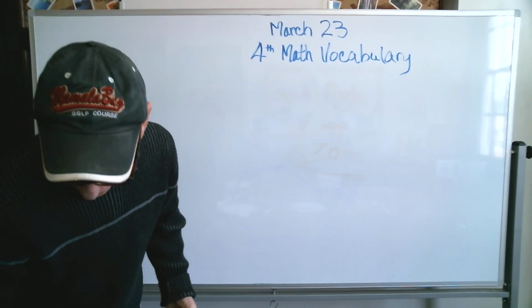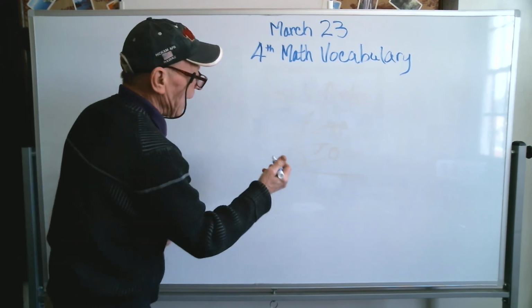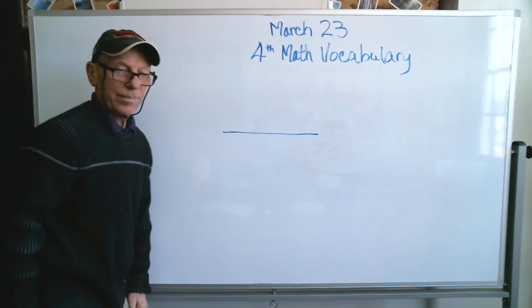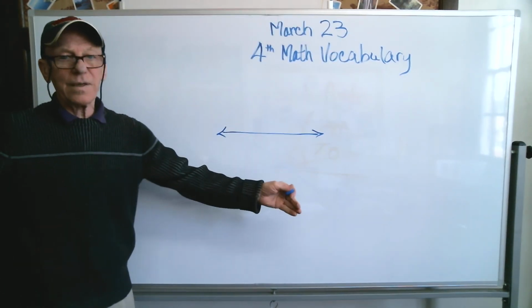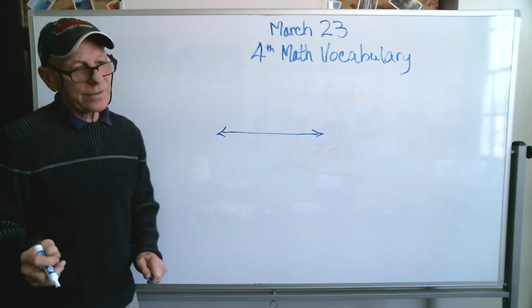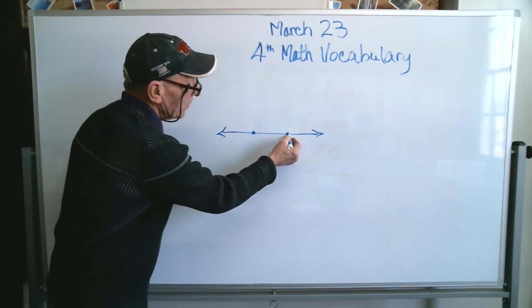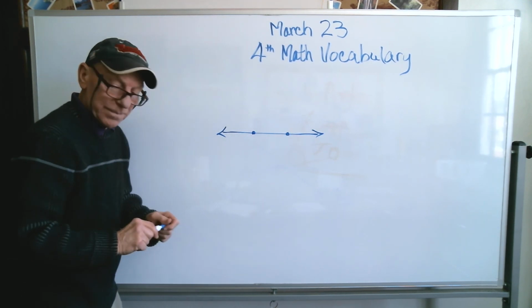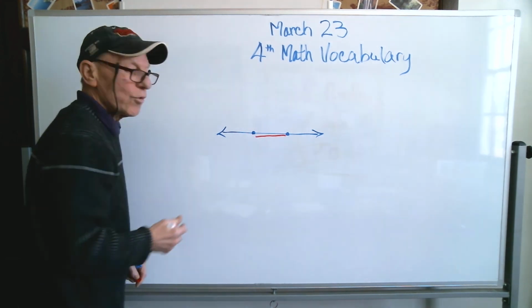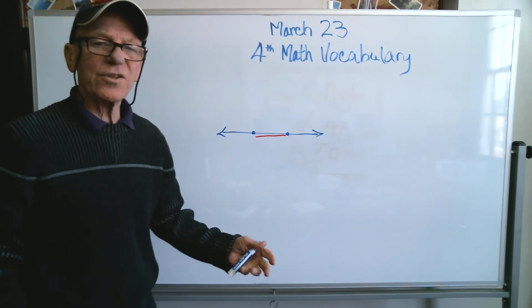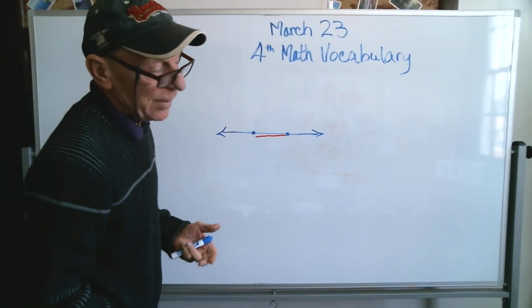Next word on our list is a line. And a line is just what it says it is. It's just a line. And a line can go on forever unless it's defined as a line segment. A line segment would be part of a line that's identified by 2 points. So it's just a part of a line. They call that a line segment. So we have a line and we have a line segment.